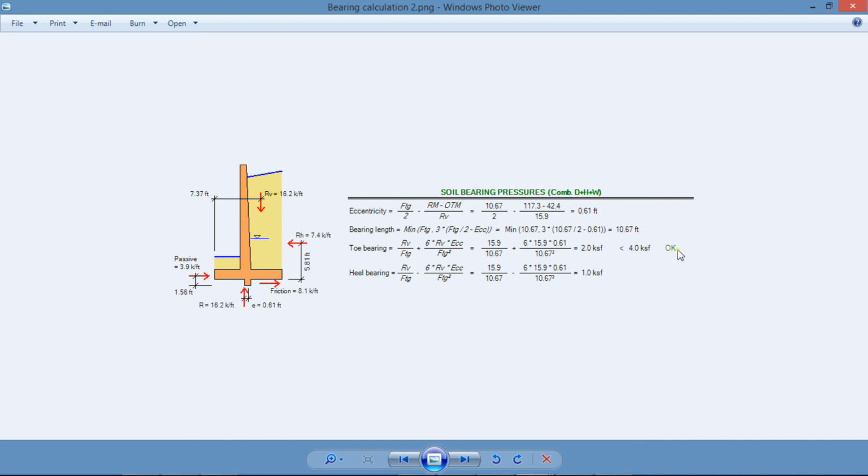With this, we conclude the presentation on the calculation of the bearing pressures under a cantilever retaining wall.